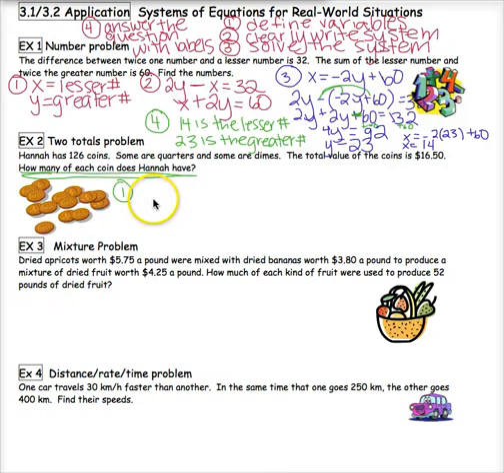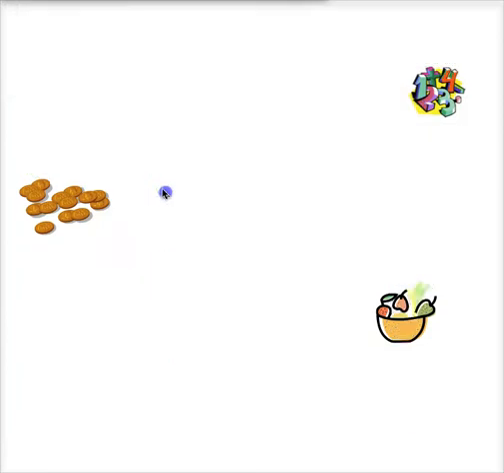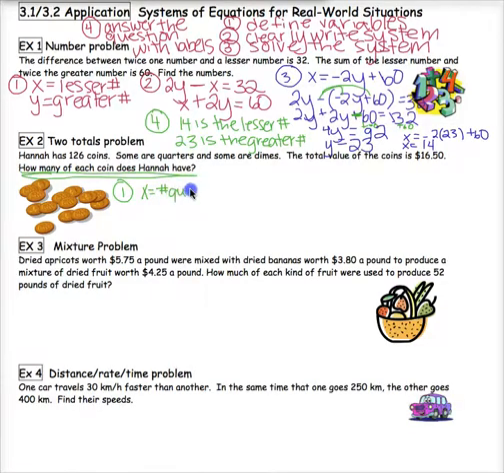So, the types of coins I have are quarters and dimes. So, I'm going to let x equal the number of quarters. And I'm going to let y equal the number of dimes. Now, some people prefer to use alternate variables other than x and y. That's fine as long as they're not going to look like numbers. So if you do that, that's perfectly fine. You don't always have to use x and y.